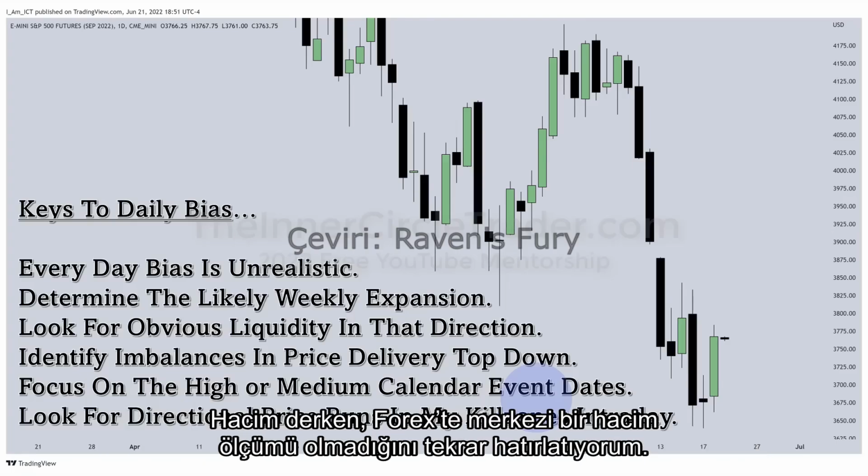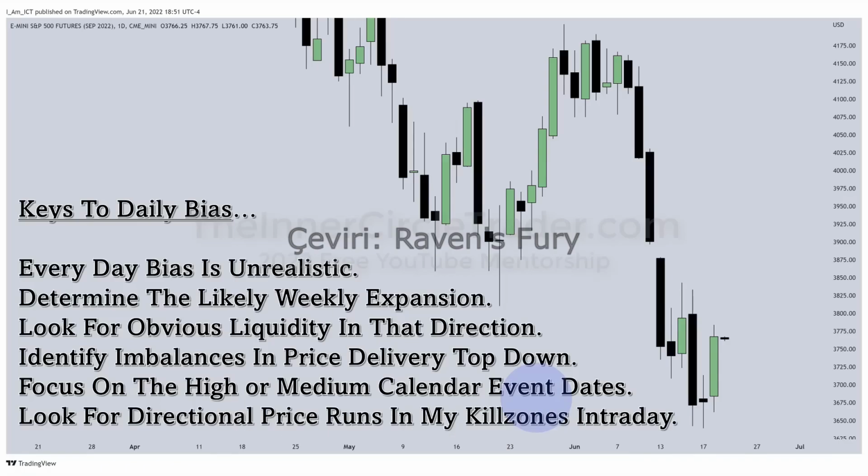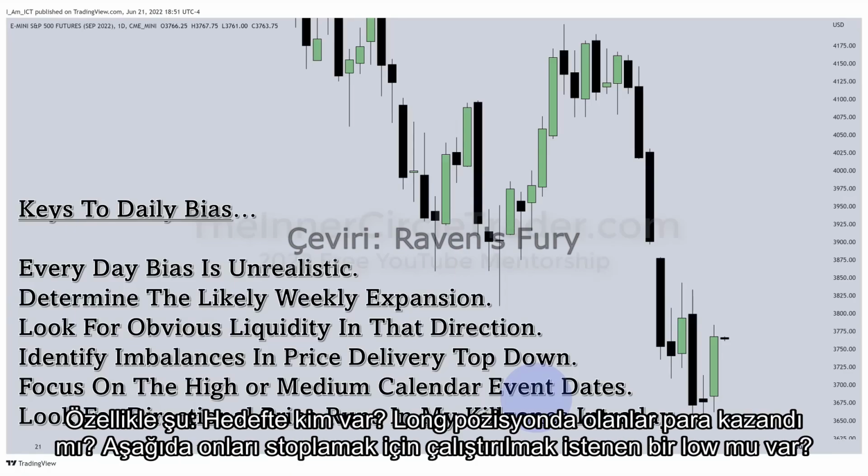Now, when I say volume, there is no centralized volume number in Forex. When I say the volume, that means the interest, the chaos, the energy, all the activity, the action, okay? Is it going to be on the higher side, reaching for buy side, or is it going to be on the lower side, reaching for sell side? That's what I'm looking for. I want to find where is it likely to gun for this particular week.